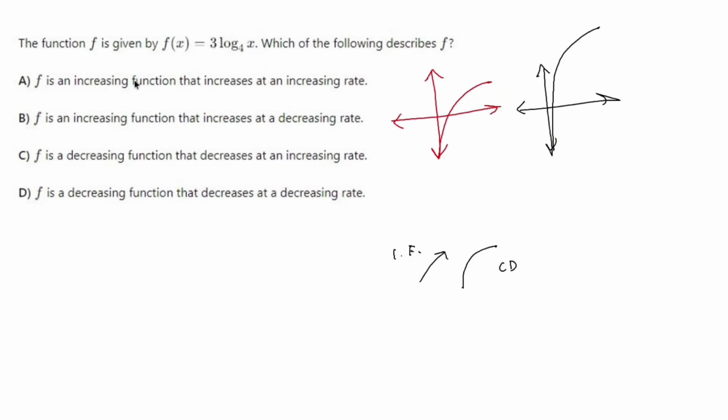Now that would mean increasing function. So f is an increasing function, f is an increasing function, f is a decreasing function, nope, f is a decreasing function, nope. Now if it's concave down, that means it increases at a decreasing rate. Concave down means the slope is decreasing, so it's increasing at a decreasing rate, which would get rid of u and leave me with b as my only option. So that's what you get for this one.